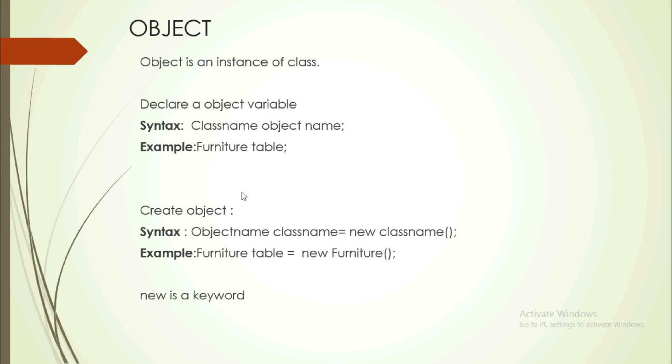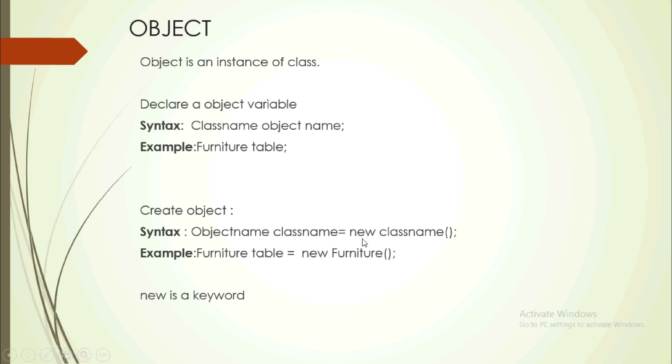Now how to declare an object variable? You will write down the class name, then the object name. So the class name over here is Furniture and the object name is table, right? Now, in order to create an object, this was the declaration. To create it, we will write the class name, then the object name equal to new class name.